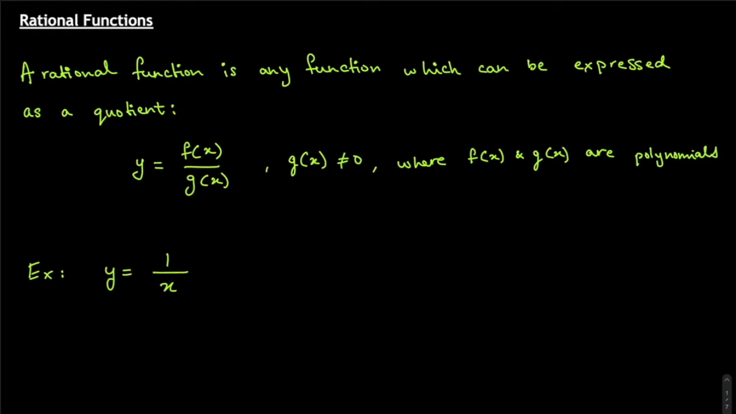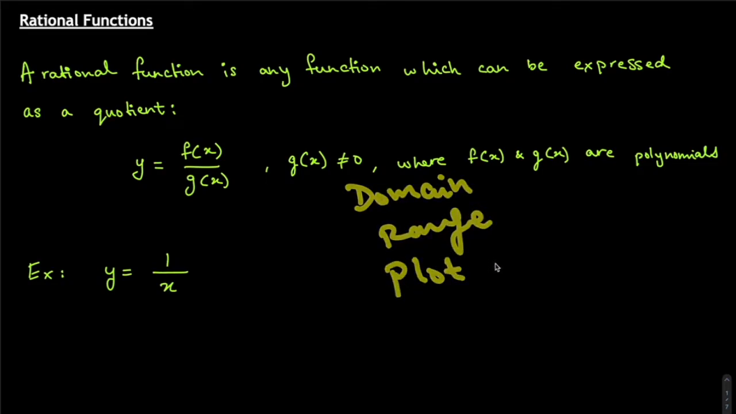a rational function. So essentially what the IB asks in this small portion is they will ask you to determine the domain and range, and they'll ask you to plot the graph, right? Plot the graph. All right.